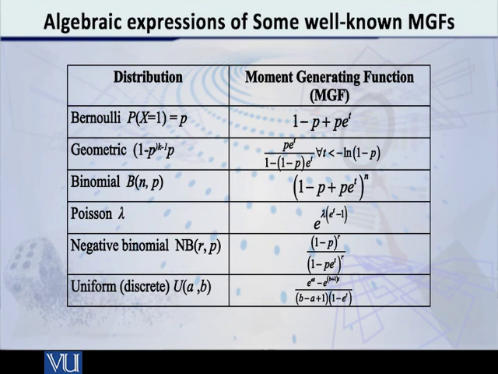Let us not forget the uniform distribution, the discrete uniform distribution defined on a, b. इसका जो MGF है, that is given by e raised to at minus e raised to b plus 1 into t over b minus a plus 1 multiplied by 1 minus e raised to t.